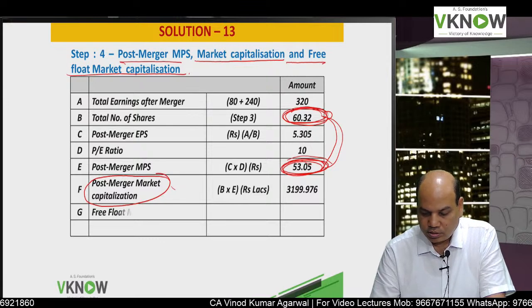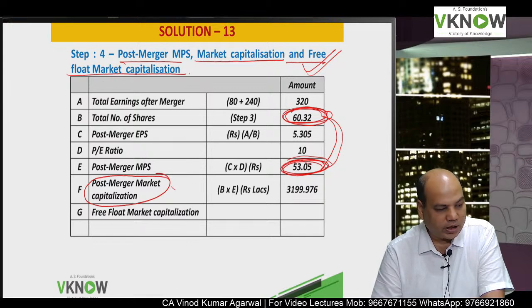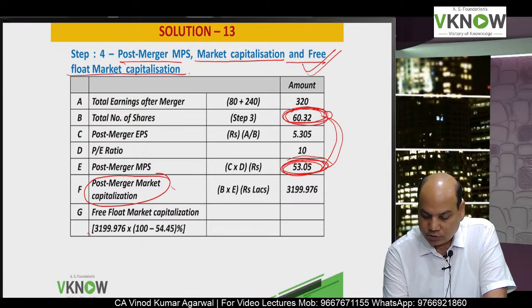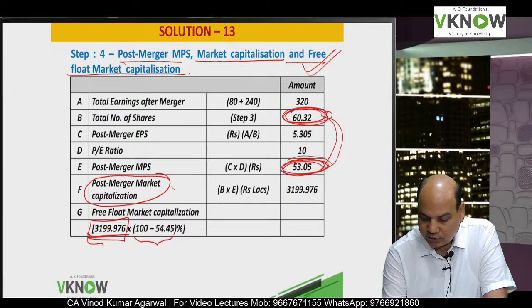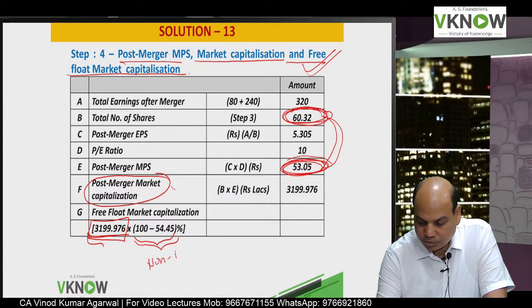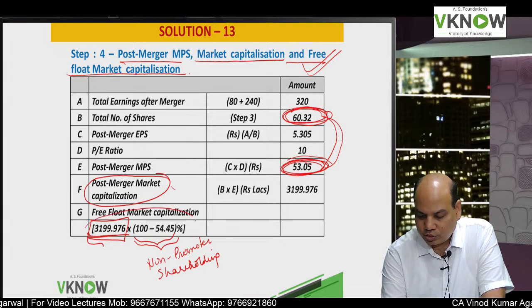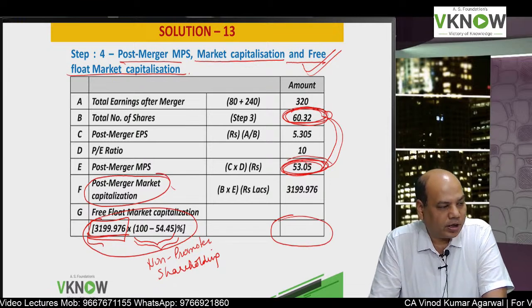Now the next question, the last part of this answer, is free float market capitalization. For that, this is my total market capitalization. 100 minus 54.45% is the non-promoter shareholding. So kindly do this calculation yourself and write it here, and that will be your free float market capitalization.